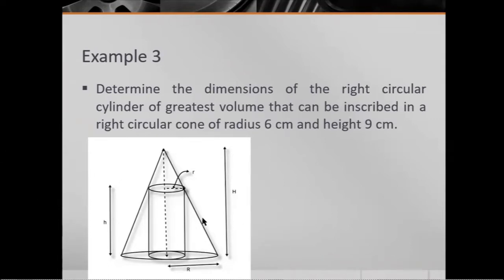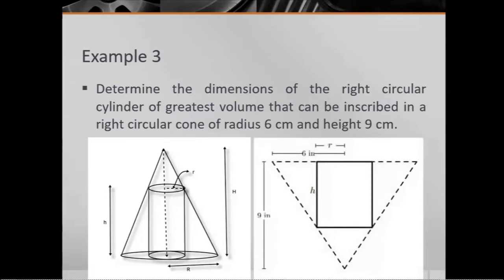Okay? Then kapag kinuha natin ang kanyang other prospectus, so ito ang kanyang magiging figure. Yung ating circular cylinder ay inscribed dun sa ating cone at ang height ng ating cone ay 9 inches at yung radius naman ng ating cone ay 6 inches.